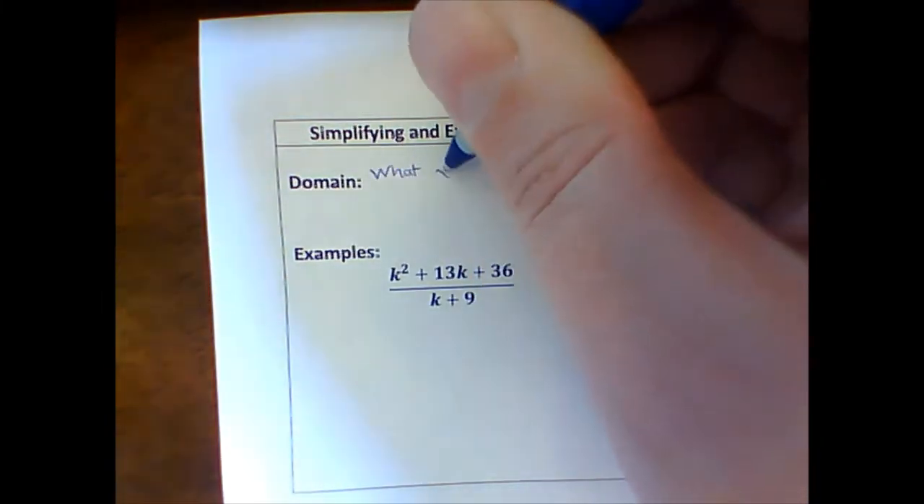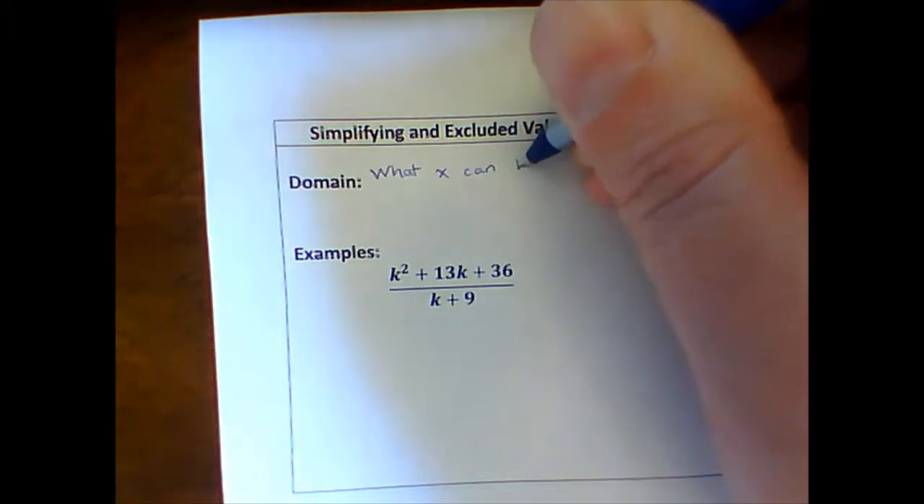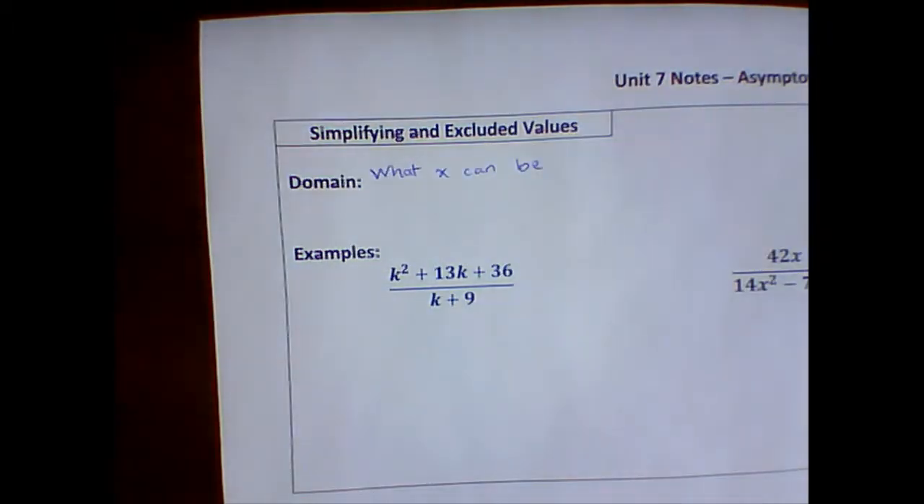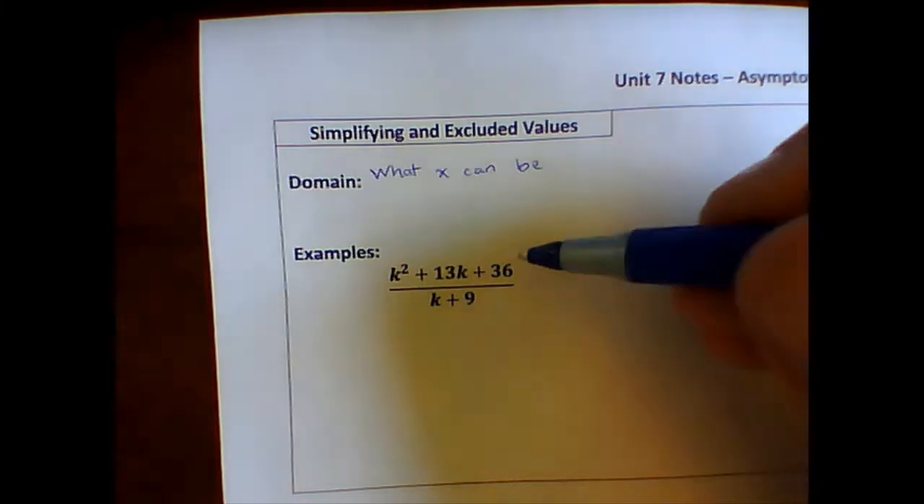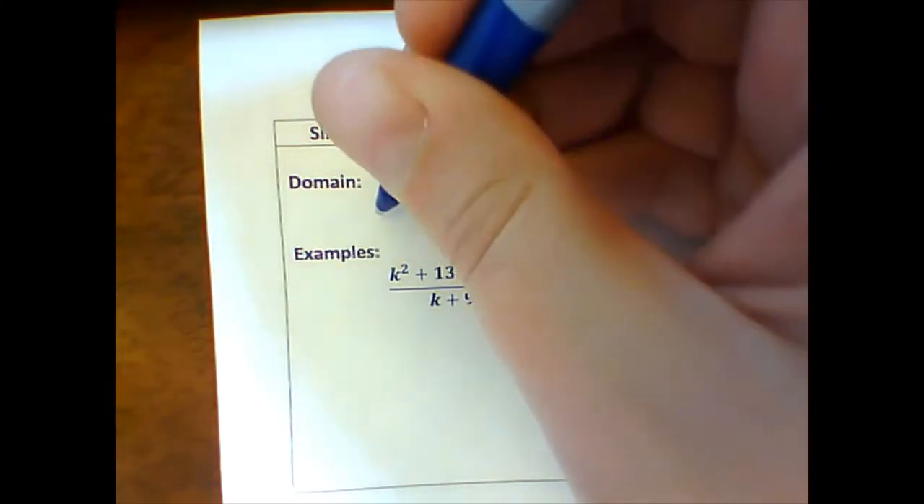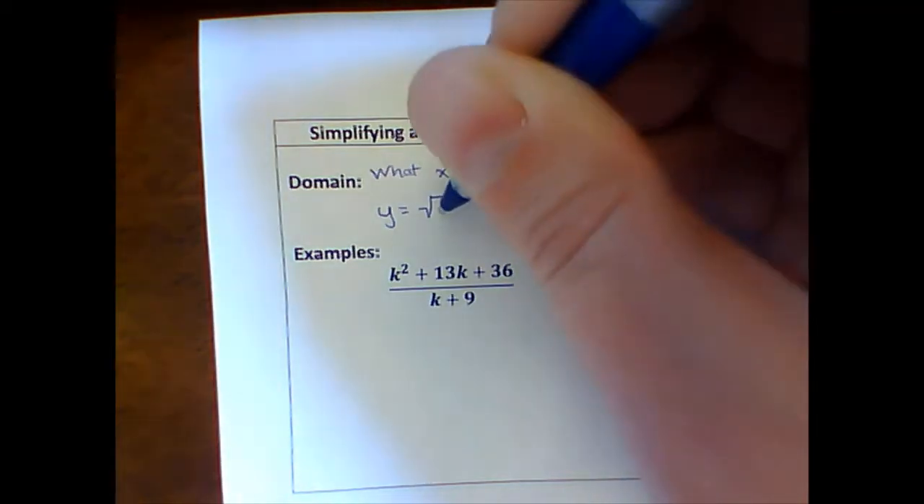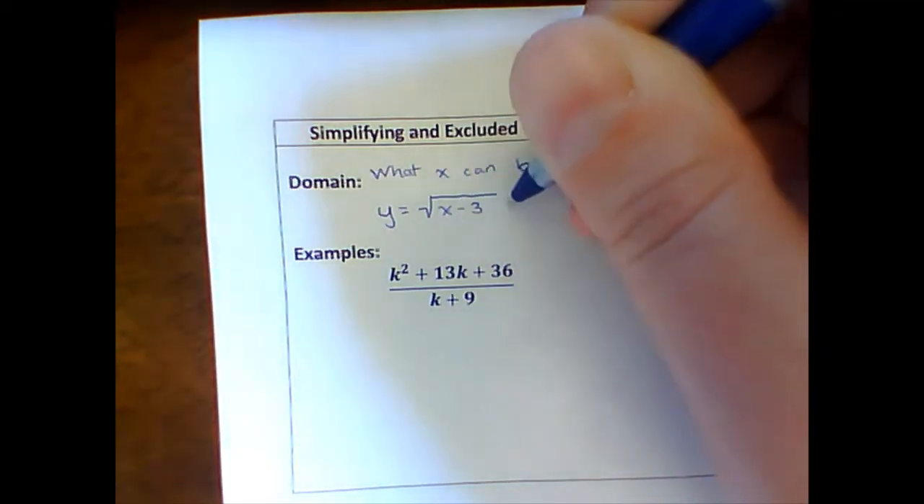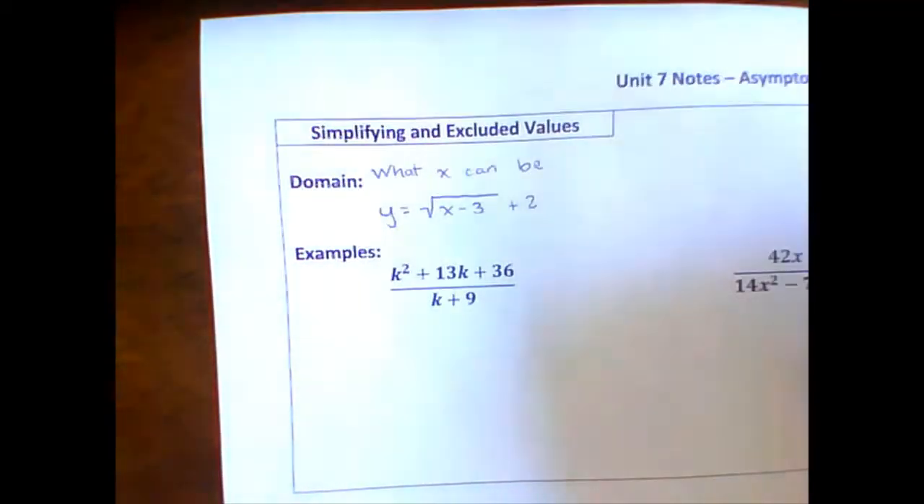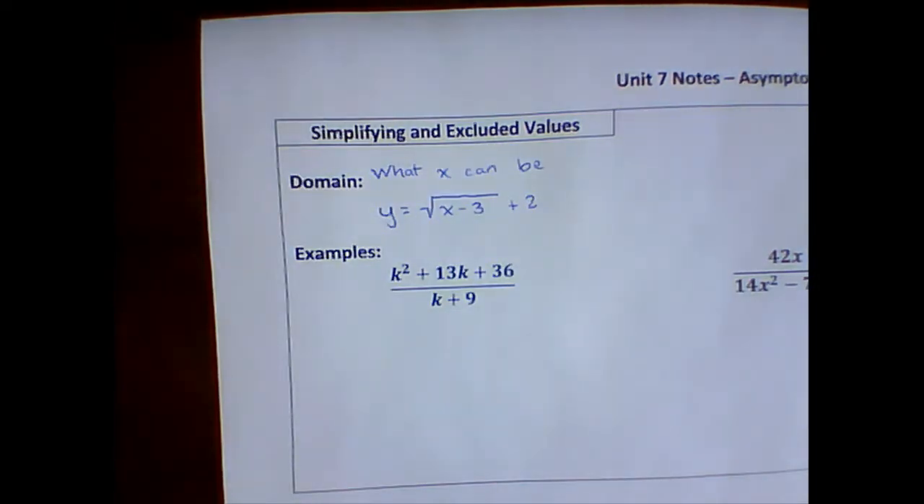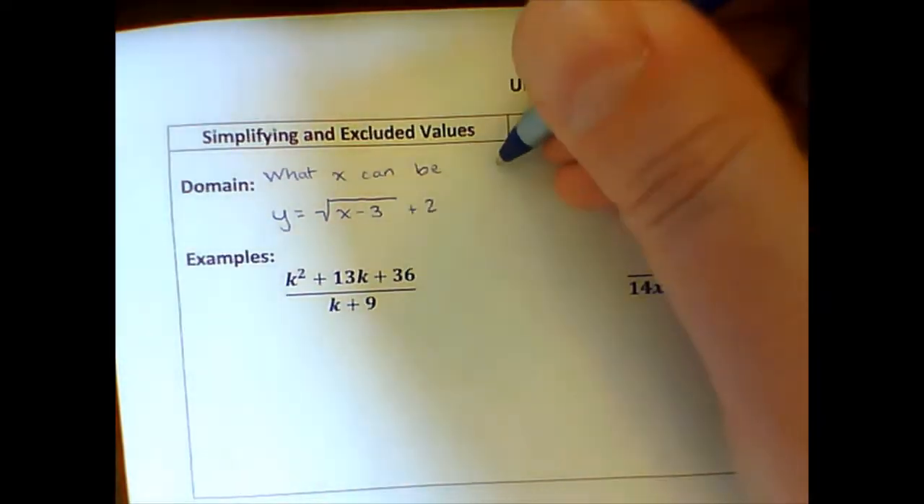So first of all, the domain is what x can be. It's also what x cannot be. Okay, but it's all the things that x can be. For most linear functions and for all linear and exponential functions, x can be pretty much anything it wants to be. It can be just about anything. However, there were some functions that we ran into where that's actually not the case.